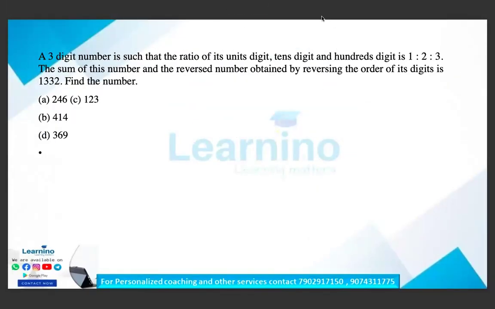A 3-digit number is such that the ratio of its unit digit, tens digit and hundreds digit is 1:2:3. The sum of this number and the reverse number obtained by reversing the order of its digits is 1332. Find the number.